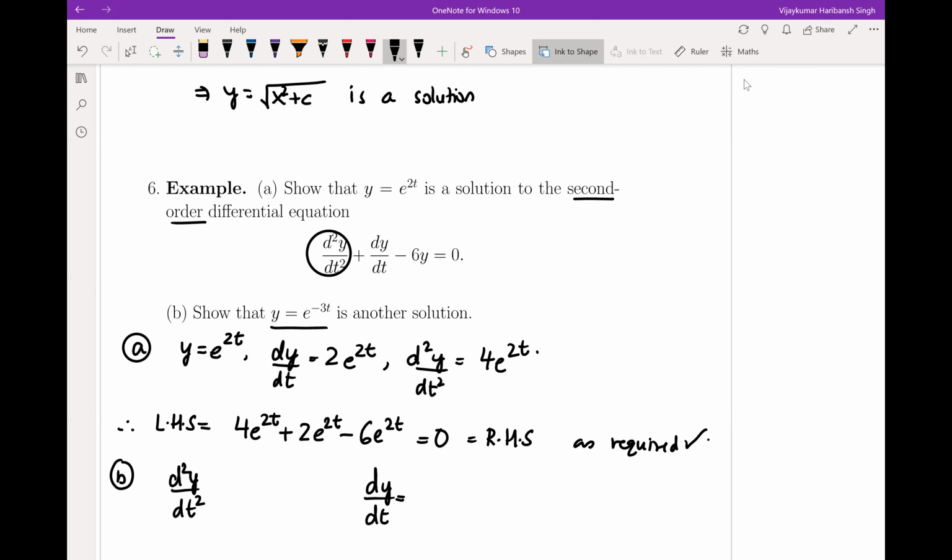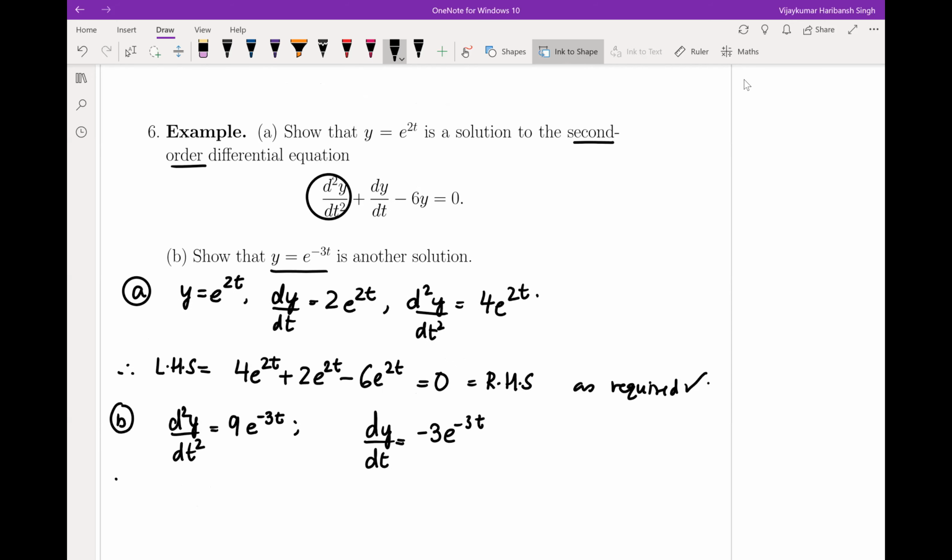If we have y equals e to the power minus 3t, then dy by dt is minus 3 e to the power minus 3t. And the second derivative of that is going to be 9 e to the power minus 3t. So therefore, the left hand side of the equation is going to be 9 e to the power minus 3t plus e to the power minus 3t minus 6 e to the power minus t. If you add this, you'll get 9 minus 9. So this is again 0, equal to the RHS as required.